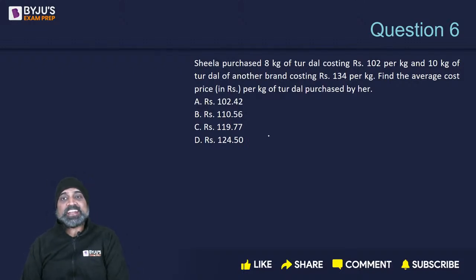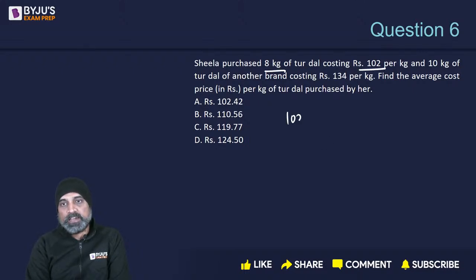Okay. Next one. Sheila purchased 8 kg of tur dal costing rupees 102 per kg and 10 kg of tur dal of another brand costing rupees 134 per kg. Find the average cost price per kg of tur dal purchased by her. Okay. So what is the amount she paid in the first type? Can we say 102 into 8? And then what is the amount she paid for the second type of tur dal? She bought 10 kg of tur dal costing 134.